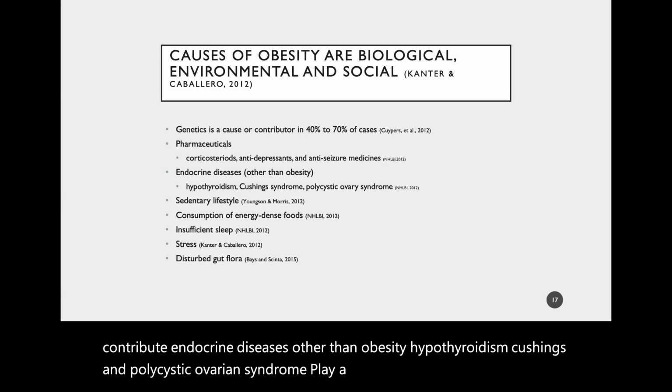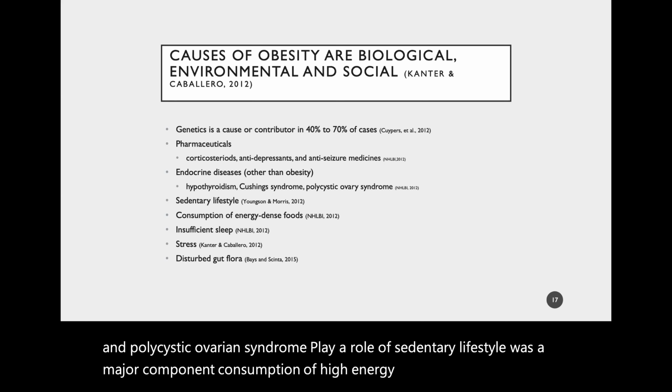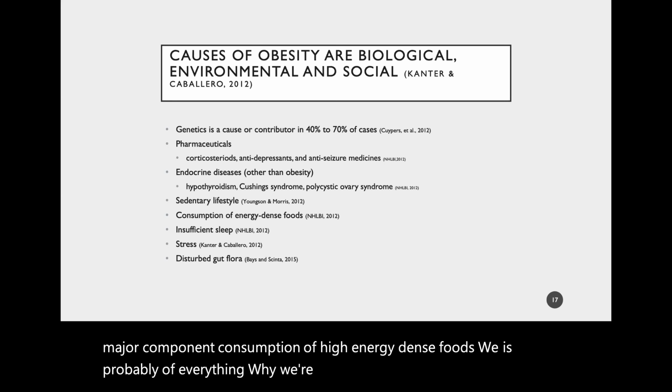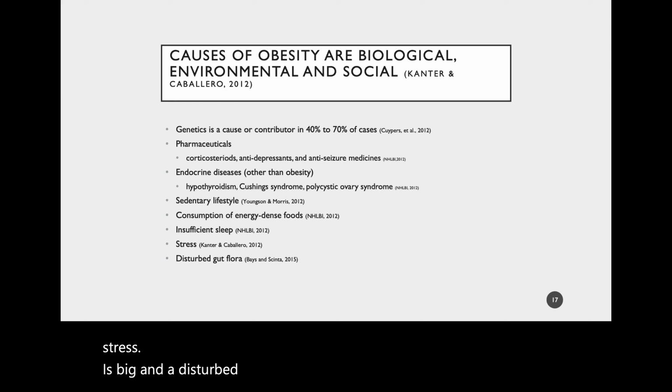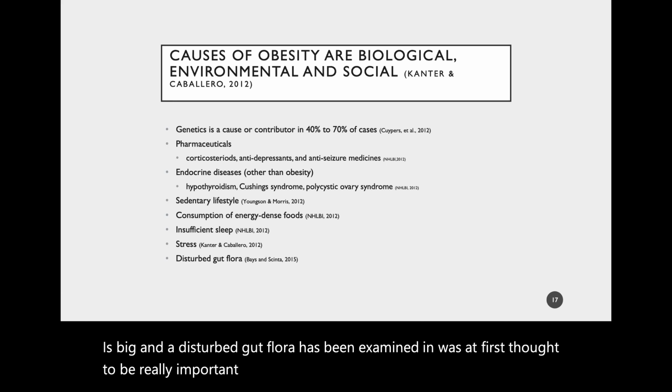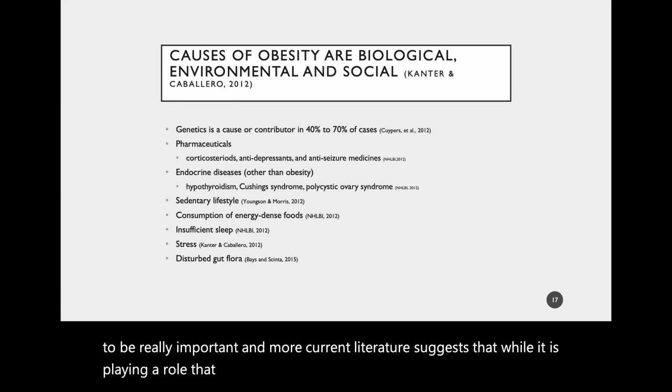A sedentary lifestyle is a major component. Consumption of high energy dense foods is probably, of everything, why we're seeing this increased rate: the way we've eaten differently over the last 35 years in the US. Insufficient sleep. Stress is big, and a disturbed gut flora has been examined and was at first thought to be really important, and more current literature suggests that while it is playing a role, it may not be as large as we at one time thought.